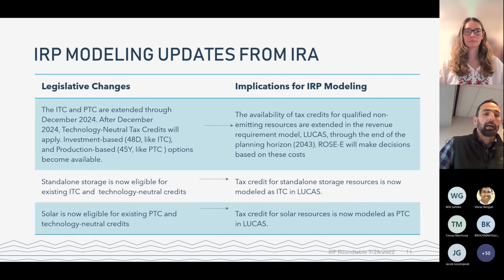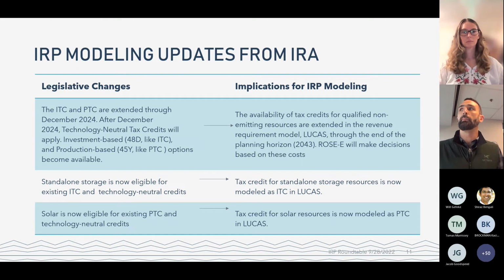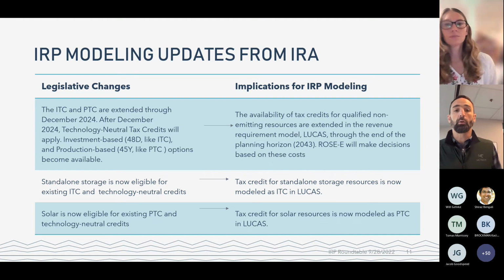We discuss how and where those changes are going to be applied. So ITC and the PTC, like I said, are extended through the end of 2024, then goes into a technology neutral tax credit, which looks very similar to the ITC and PTC. And so as you may have seen in the IRP, we look at proxy resources that potentially will be added to the system. And so the benefits or the reduction in costs that the tax credits provide will be incorporated into them.